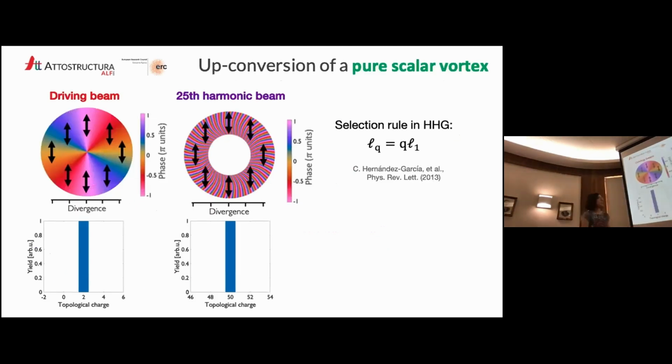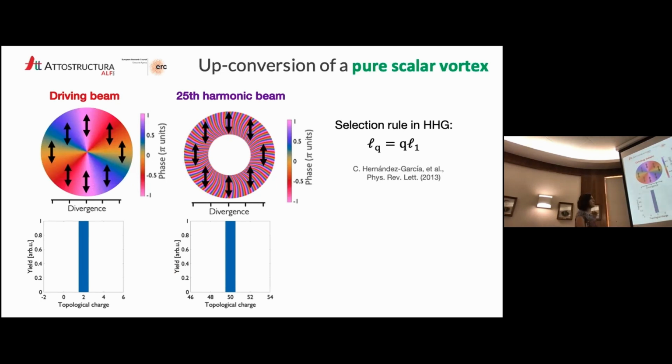So one of the first works to upconvert a structured beam in the extreme ultraviolet was done in my group in Salamanca. They demonstrated that when we drive high harmonic generation with an optical vortex, with a pure scalar vortex, the topological charge scales linearly with the harmonic order. So in case that we have a driving beam with charge L equal 2, the 25th harmonic beam will have a topological charge L equal 50.